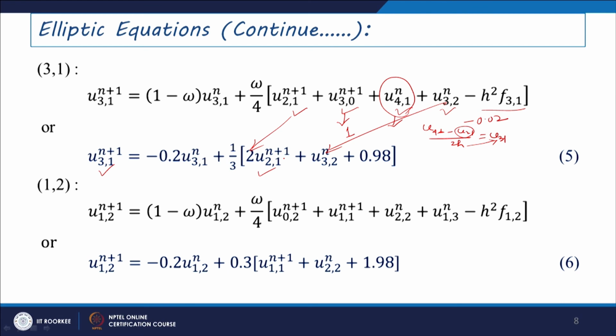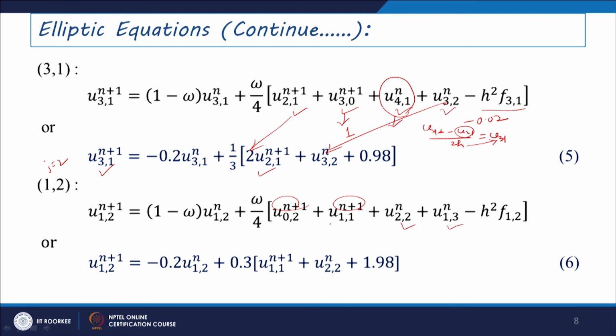Similarly, if you vary j equals to 2 now here, with fixing i equals to 1, 2, 3, again we can obtain this sequence as u12 to the power n plus 1 equals 1 minus omega u12 to the power n plus omega by 4, u02 plus u11 which is at the n plus 1th level, u22, u13 minus h square f12.